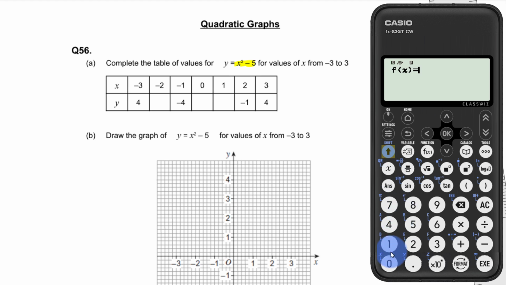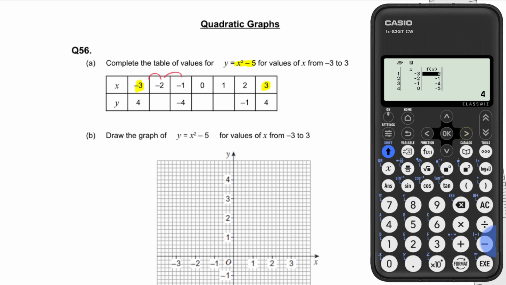So x squared minus 5 is the function, okay? And then after I've written the function in, I need to go back in and add in the range. So I want to know where this table starts, stops, and what it goes up in. Now this table starts at -3, it stops at 3 and goes up in ones. So I'm going to type that in, that it starts at -3, it ends at 3, and it goes up in ones. Okay, and then you can see it's going to complete my table for me.